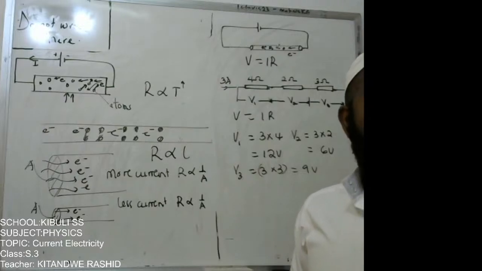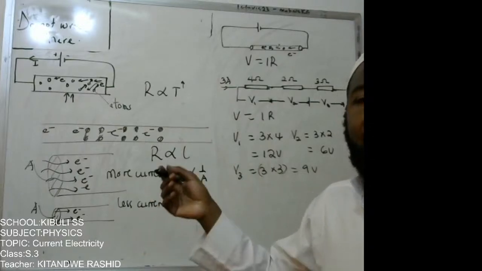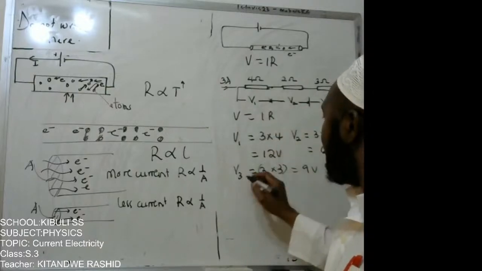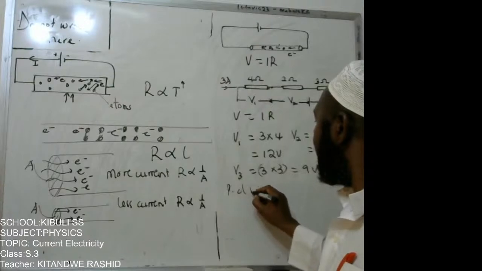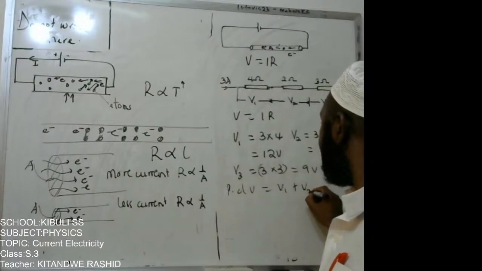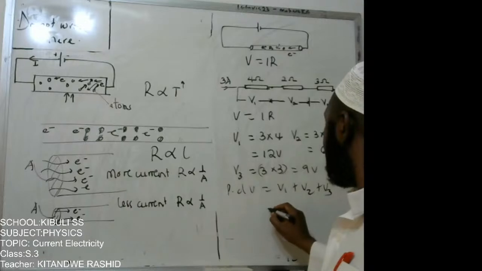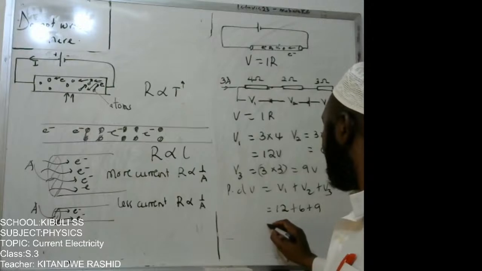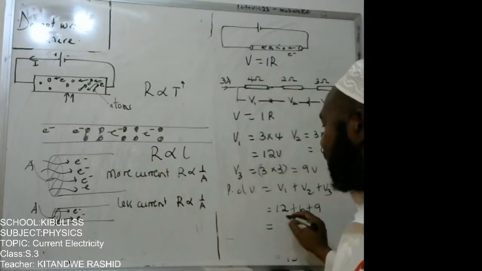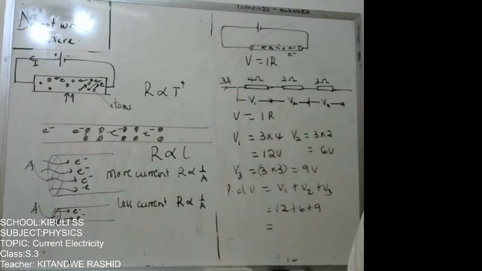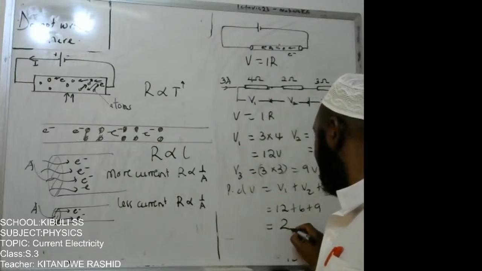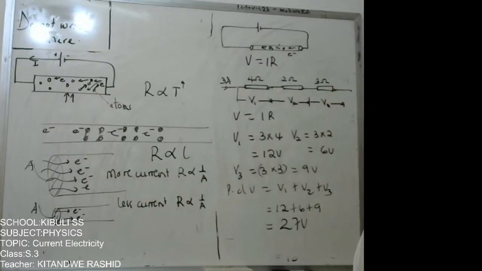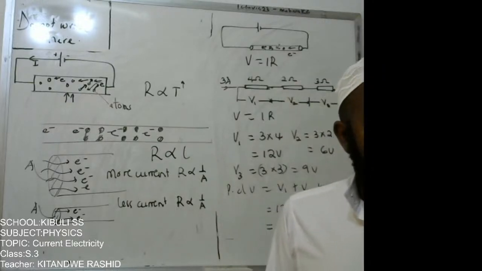And then if you are told to hence calculate the total PD, you simply add up the individual PDs. Total PD is equal to V1 plus V2 plus V3. So that is going to be 12 plus 6 plus 9. And then you get the total PD to be, what is the sum? 27. So you get 27 what? Volts. So that's number 1 is over.